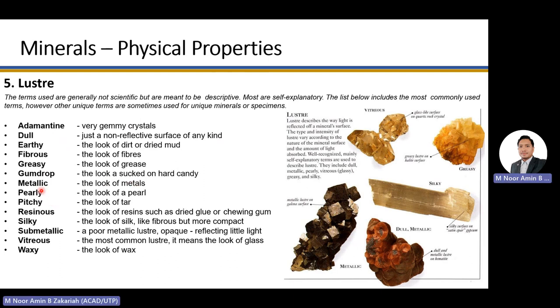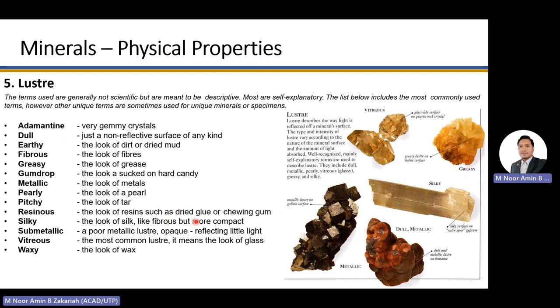What else? Greasy. This luster is like that of grease, oily or slimy. Examples of minerals with greasy luster include talc, steatite, or even chlorite. Chlorite we sometimes call a greasy type of mineral. We also have resinous. This luster is like that of resin. It is often described as oily and waxy as well. Examples of minerals with resinous luster include amber, copal, and succinite. So this looks like a resin. And then we also have silky, looks like silk, fibrous, more compact.